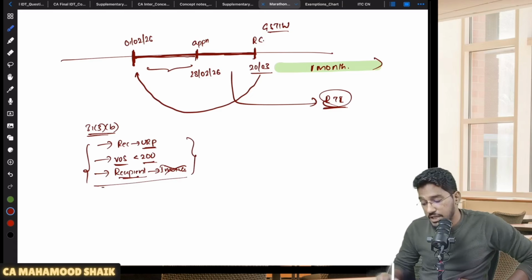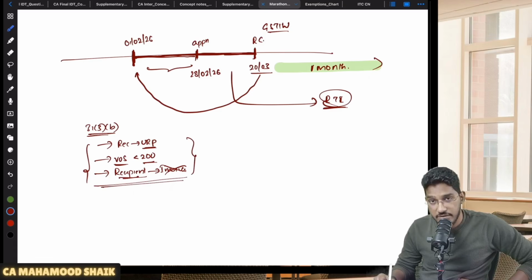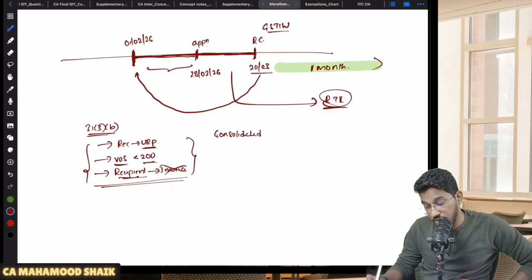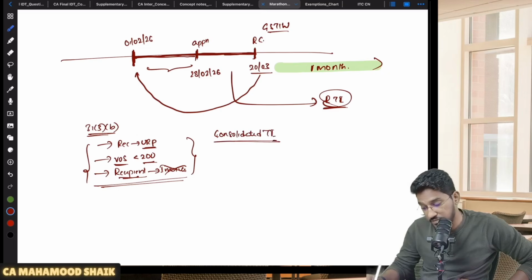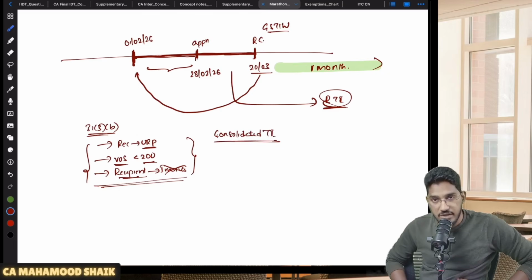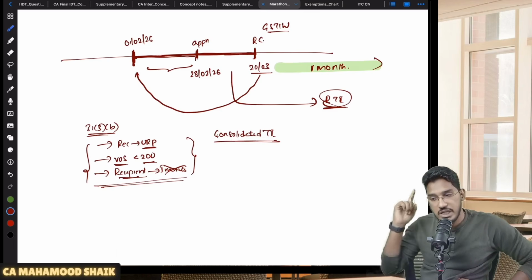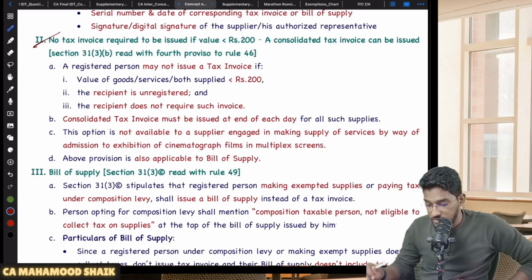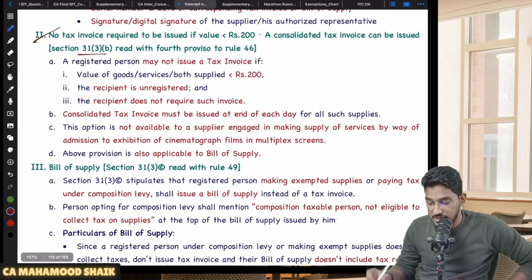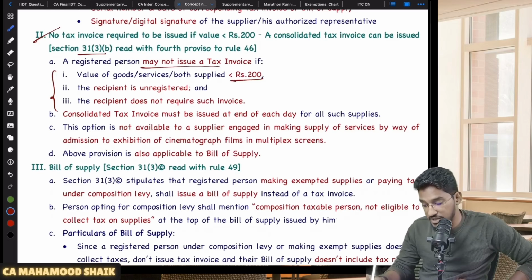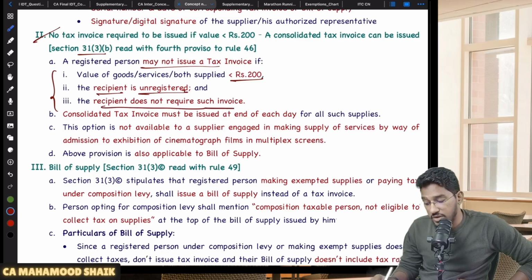But by the end of the day, you have to identify all such cases where you have not given the tax invoice, and you have to give one consolidated tax invoice. So that is what section 31 subsection 3 clause B says. You may not issue a tax invoice when all these three conditions are met: the value of supply does not exceed 200, the recipient is unregistered, and the recipient does not require such an invoice.